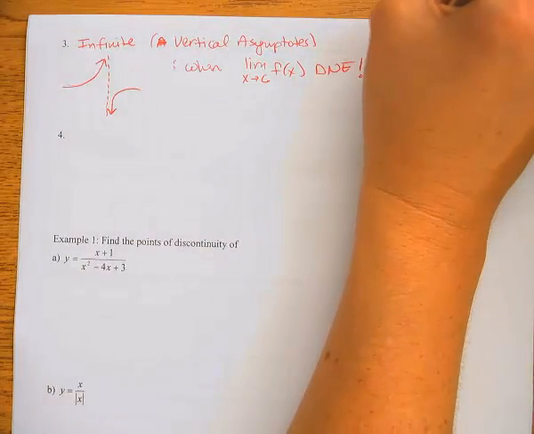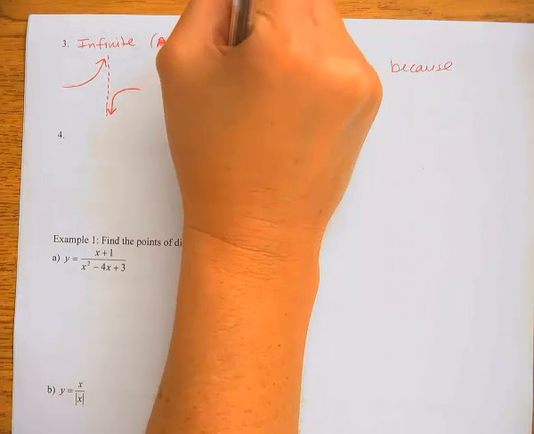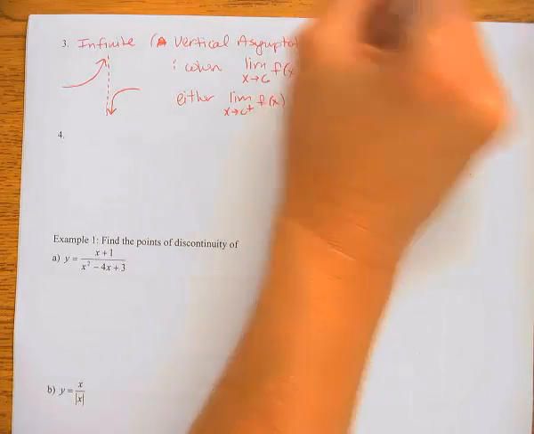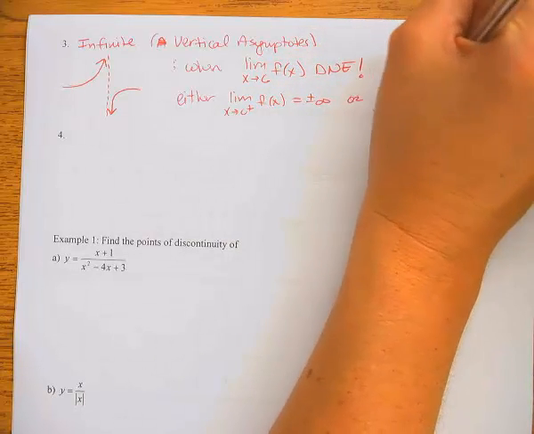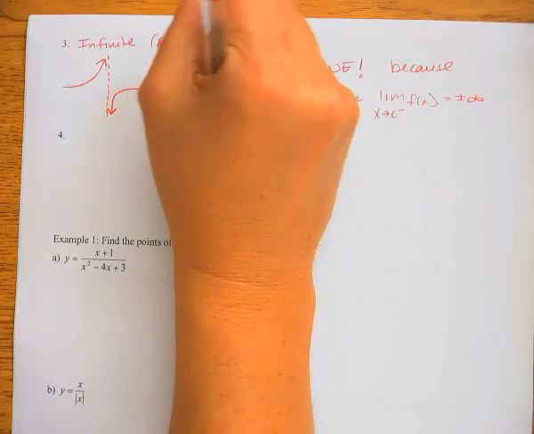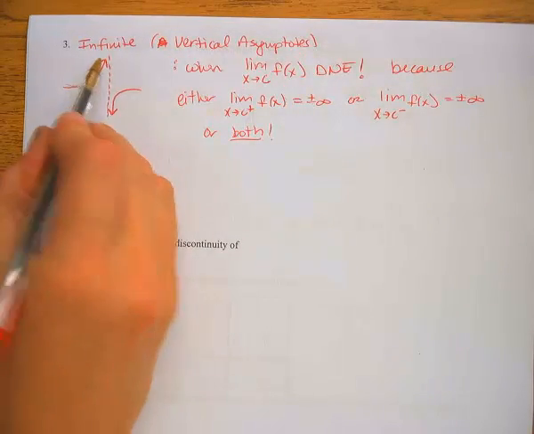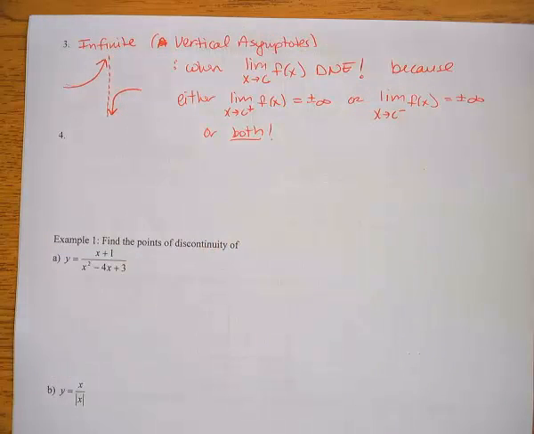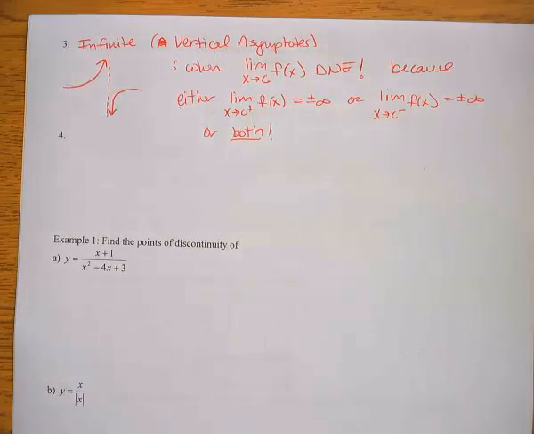Because either the right-hand limit is approaching either positive or negative infinity, or the left-hand limit is approaching positive or negative infinity, or both. You could have one going off to positive infinity like this, one going down to negative infinity like that. You could have them both going off to positive infinity or both going down to negative infinity. At any rate, if you have either the right or left side going off to either one of the infinities, then that's a vertical asymptote.